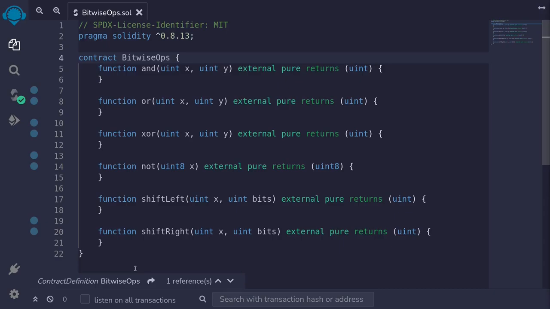Let's learn about Bitwise operators available in Solidity. We'll go over the basics of AND, OR, XOR, NOT, SHIFT LEFT, and SHIFT RIGHT. Let's start with AND. The AND operator takes two numbers.